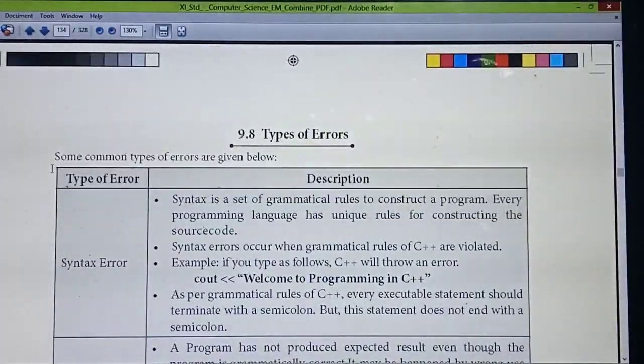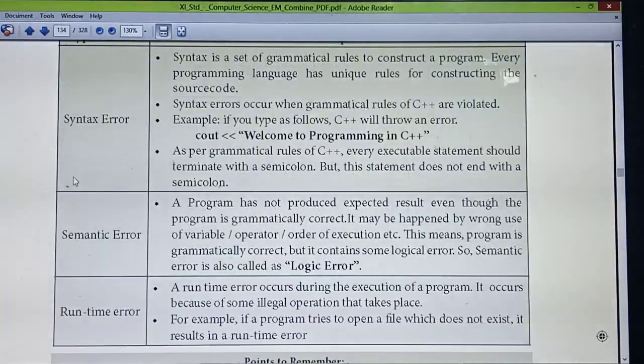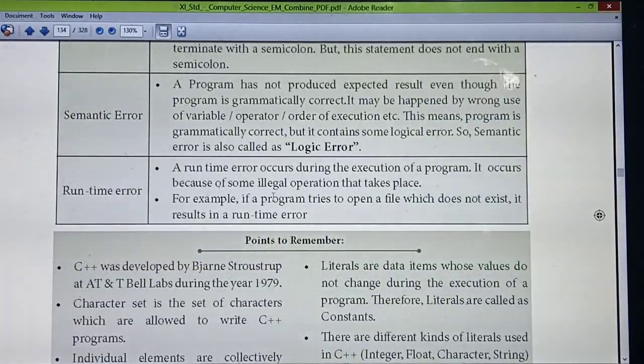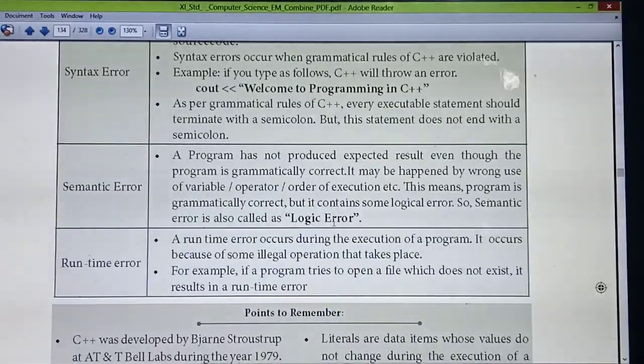Page number 128, this tabular column in full. Types of errors. From here to the last, runtime error. These three types of error, okay. Syntax error, starting from syntax errors up to runtime error. Okay, up to that.